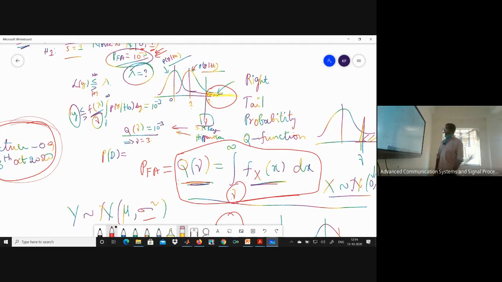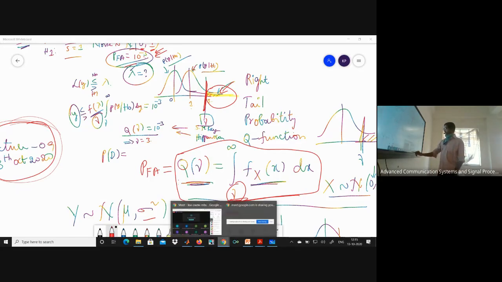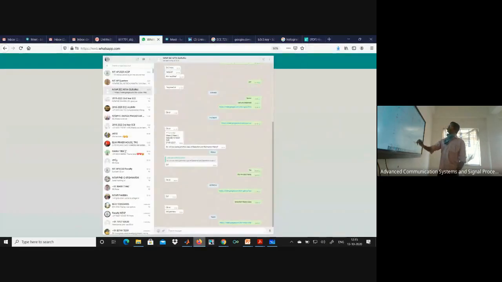What I would like to know over here is what value of gamma will give me the probability of false alarm, or the yellow shaded area, equal to 10 to the power of minus 3. For that, I believe I have shared with you probability distribution tables.